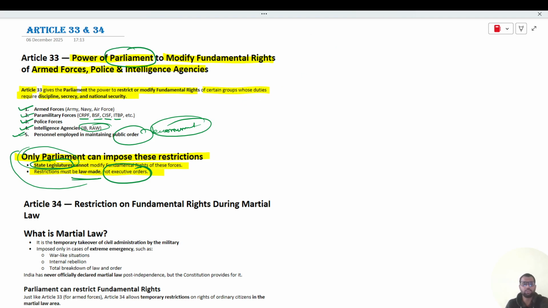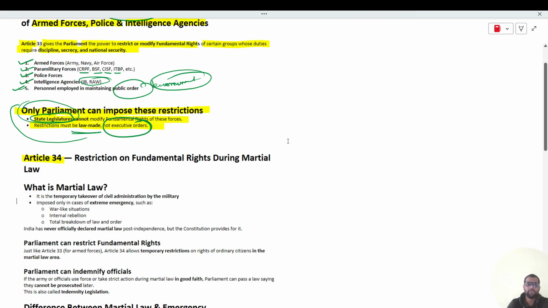I hope this is clear to you. Let us move to Article 34. In Article 34, let us discuss the restrictions on the fundamental rights during martial law. Articles 33, 34, and 35 talk about this: yes, we have given you the fundamental rights from Article 14 to Article 32, but now there is certain modification in these fundamental rights when it comes to certain specific categories of people.